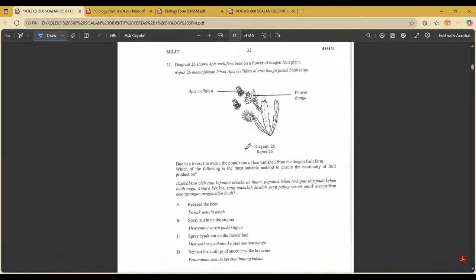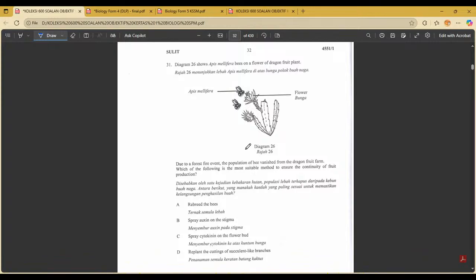Diagram 26 shows Apis mellifera bees on a flower of dragon fruit plant. Due to a forest fire event, the population of bees vanished from the dragon fruit farm. Which of the following is the most suitable method to ensure the continuity of fruit production? I don't know.